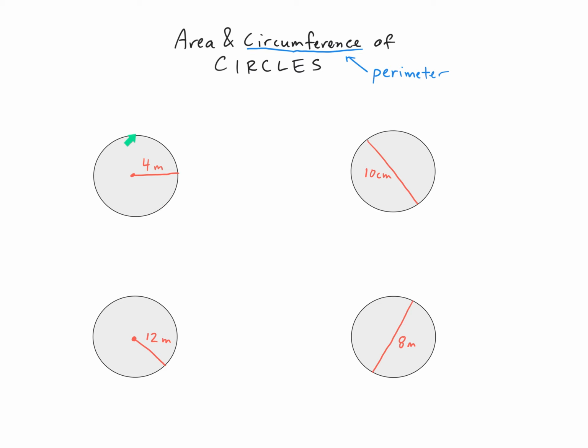So if you started here and you walked all the way around, back to where you started, that full distance is the perimeter of this shape. Oh, no. We're talking about a circle. So you just walked the circumference of the circle. But that's all it means. And area would be how much space in 2 dimensions this circle would take up. Okay, that's all it is.